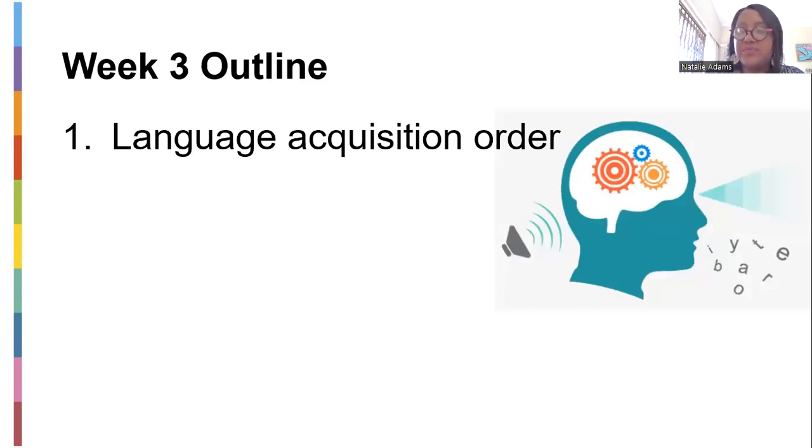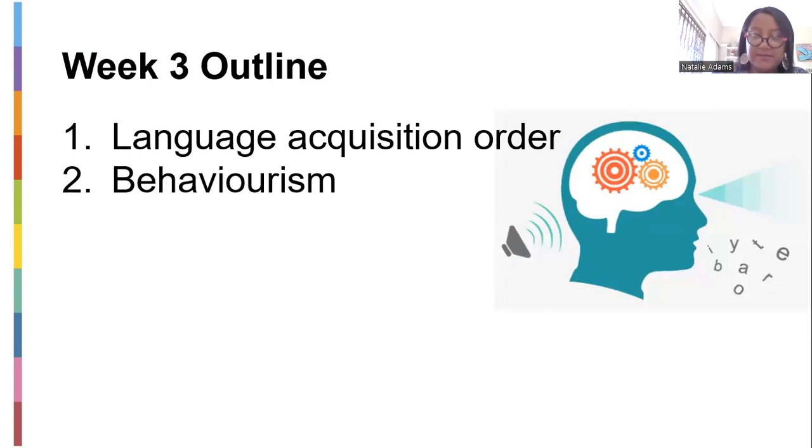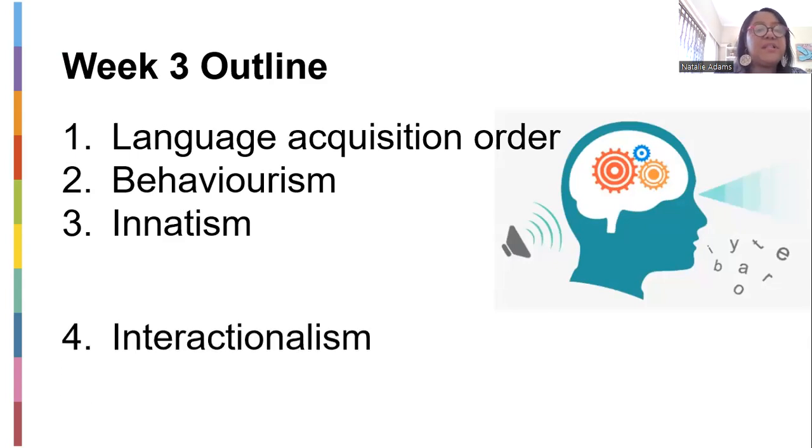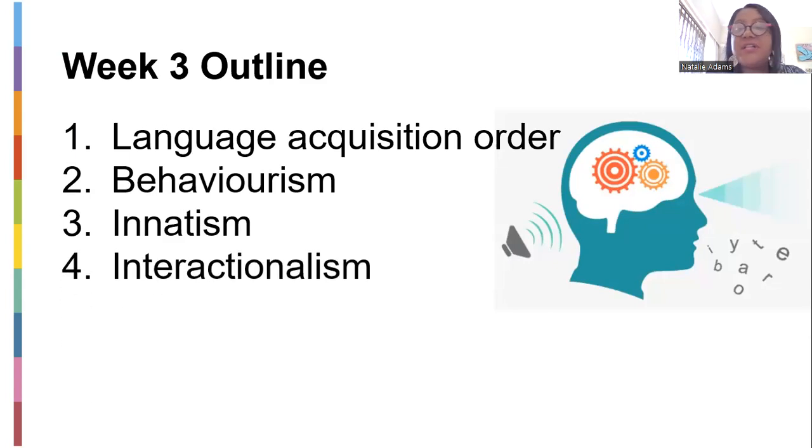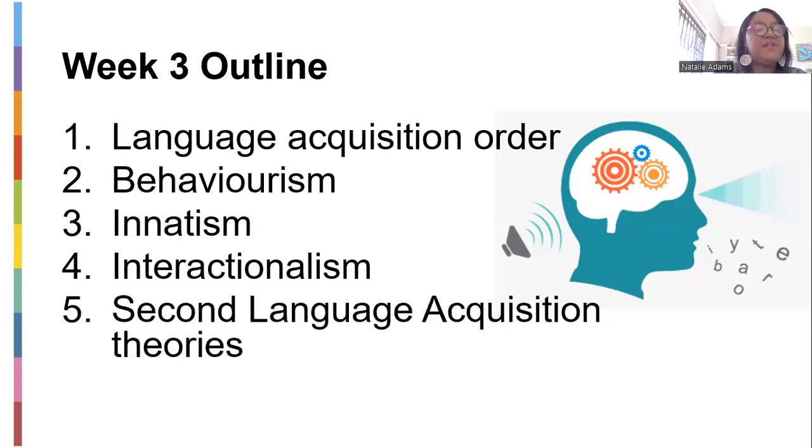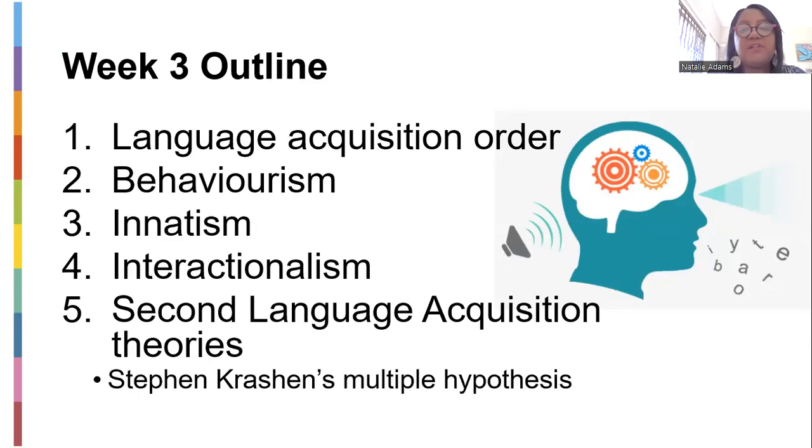So Week 3, which is this week, this is the order that we're going to go about this lecture. Firstly, we're going to look at language acquisition order. Then we're going to look at what the behaviorist says about language acquisition. We're also going to look at innatism, which is another theory of how we acquire our languages. We're going to look at interactionalism, also another theory. And then we're going to look at second language acquisition theories, and that will be Krashen, multiple hypothesis. It's very important that you understand these things, because in order for you to do your quiz 3, you're going to have to know all of this.